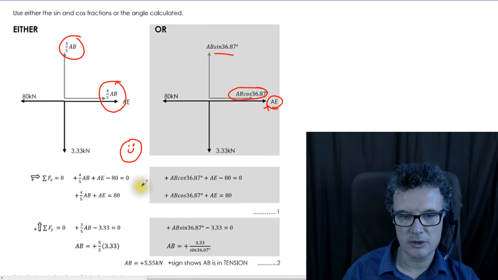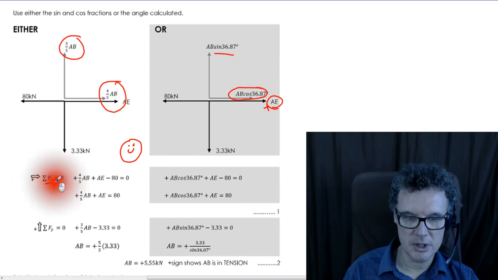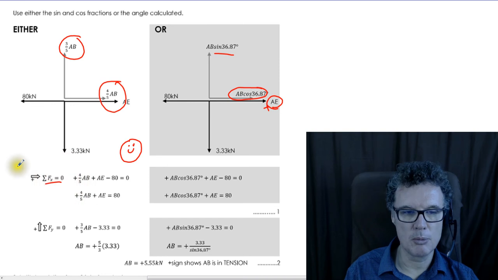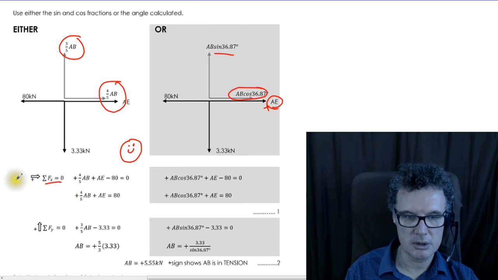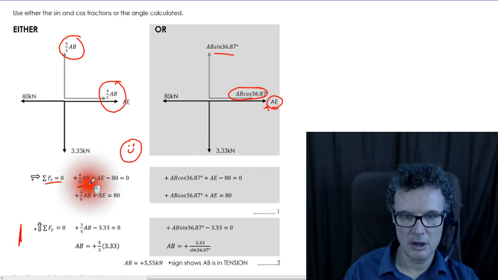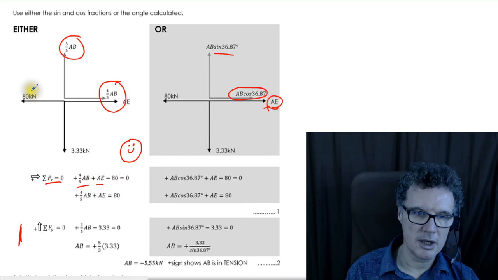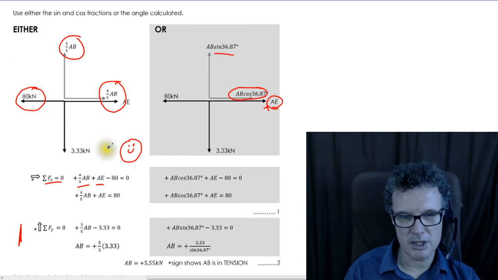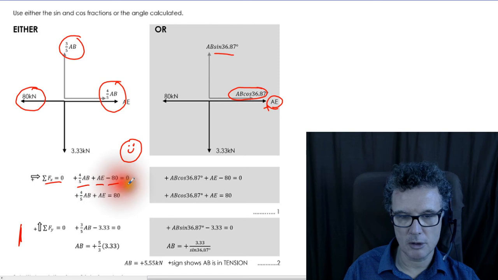So with the approach on the left, we now sum up forces in the x direction. The book is taking this as a template approach: always sum up in the x direction, always sum up in the y direction. It would have been advantageous to do that first. So sum up the forces in the x direction. What have I got? I've got 4/5 AB plus AE, and then I've got this external force, which is a reaction force of minus 80. It's going in the opposite direction, so it's a minus. I can't do much with this equation other than call it equation 1.